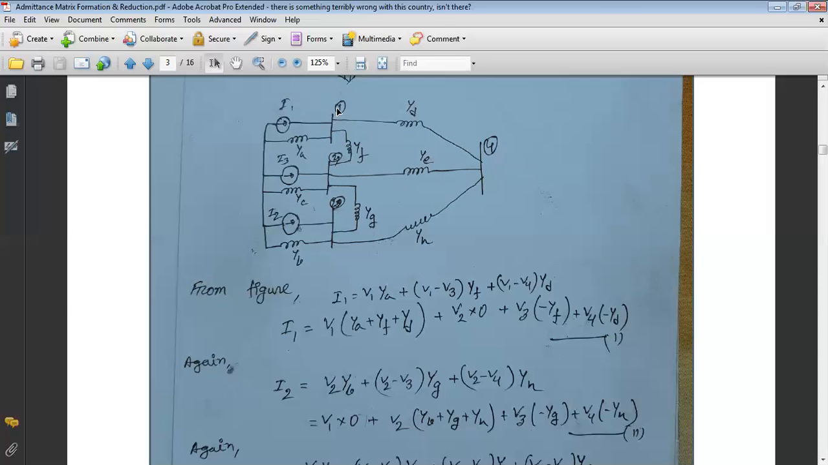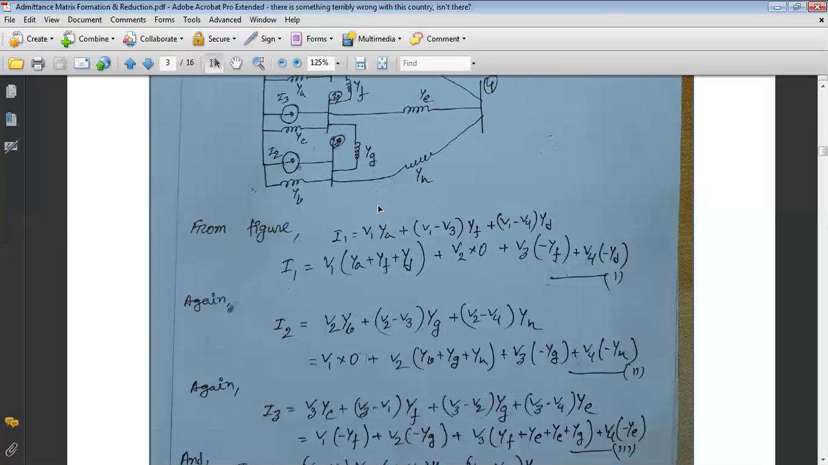And the current that passes from bus 1 to bus 4 is V1 minus V4 into YD. So this is the current equation that passes from bus 1 to bus 4.